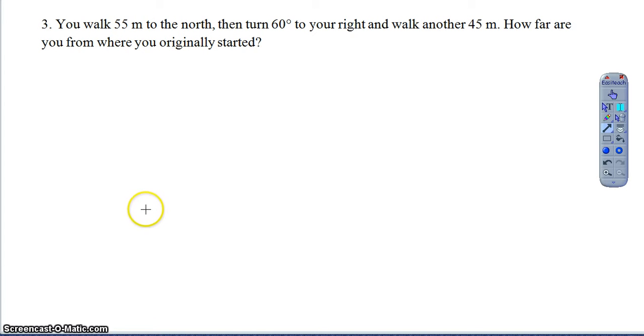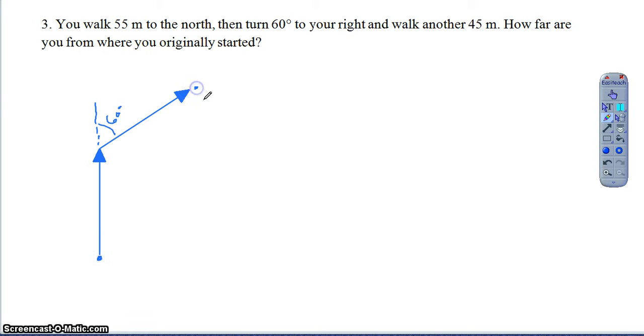Question 3 here is a pretty basic vector calculation problem, right? So you initially walk north 55 meters, and then from that location you turn to your right 60 degrees. So instead of going due north, I now turn to my right 60 degrees, and then I walk an additional 45 meters. How far are you from where you originally started?